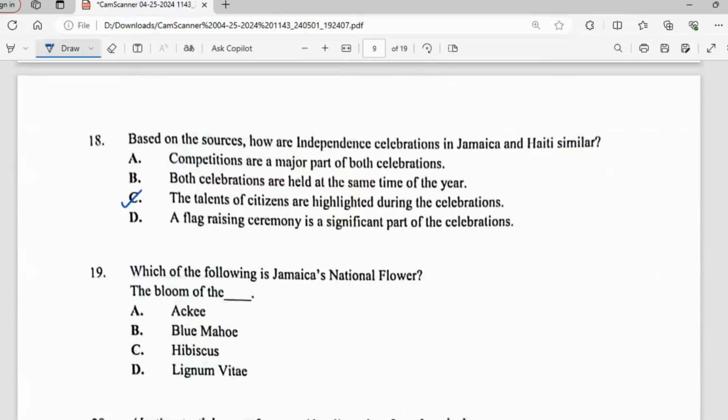Which of the following is Jamaica's national flower? The bloom of the lignum vitae.